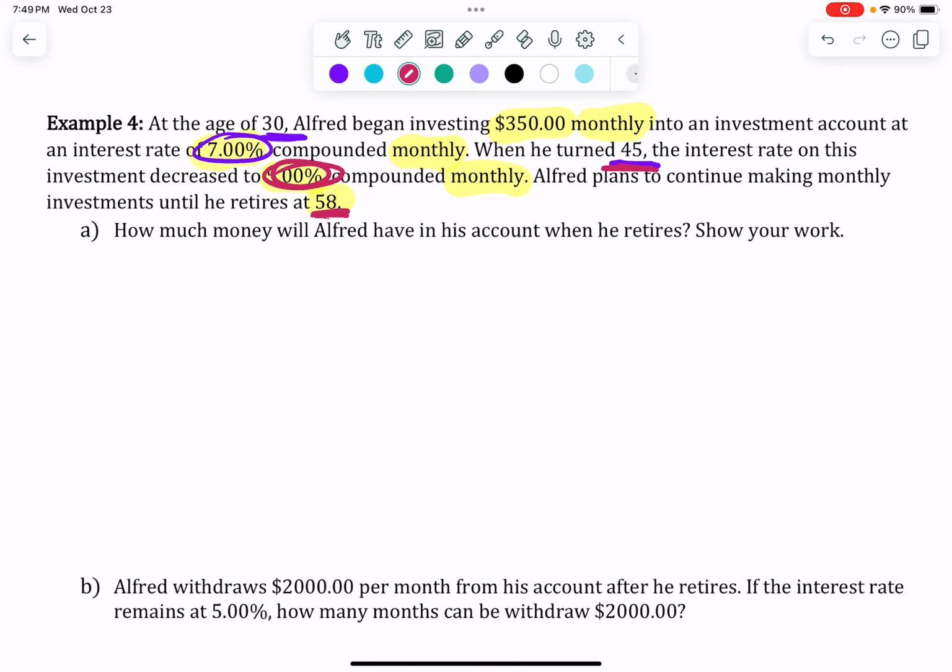So here in this question A, we want to know how much money he will have in his account when he retires. We're looking for the future value, but we will have to do two TVMs to get there. The first 15 years, and then another one for the next 13 years. Okay? So, here I go. So this is the first 15 years from 30 to 45.